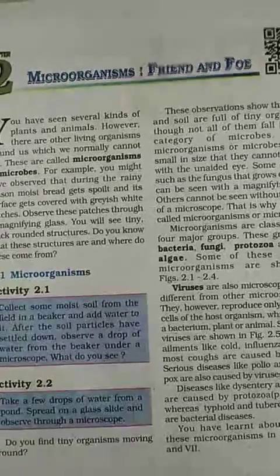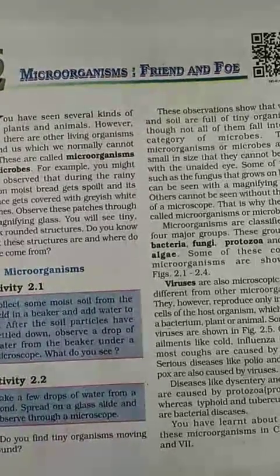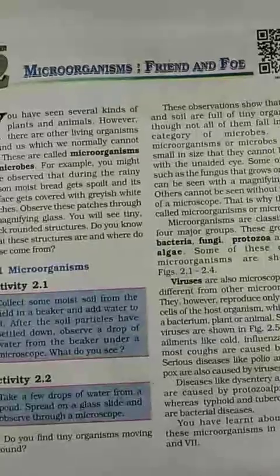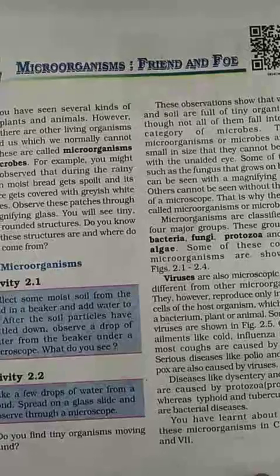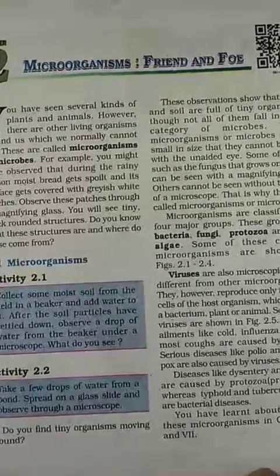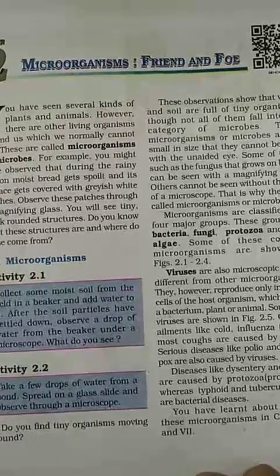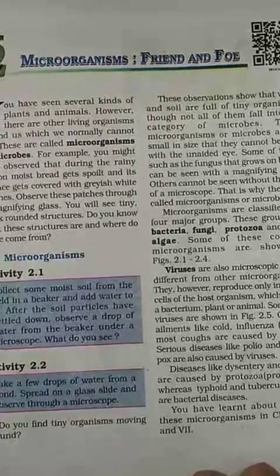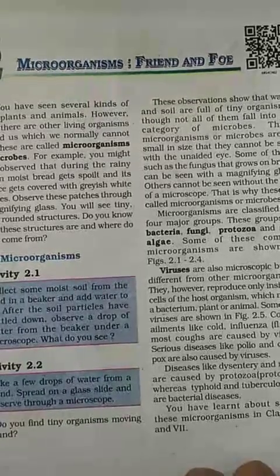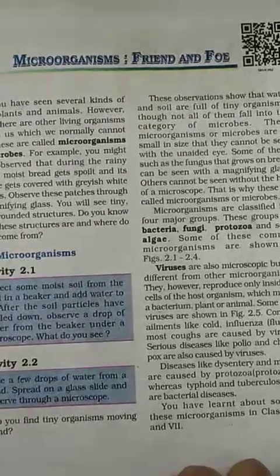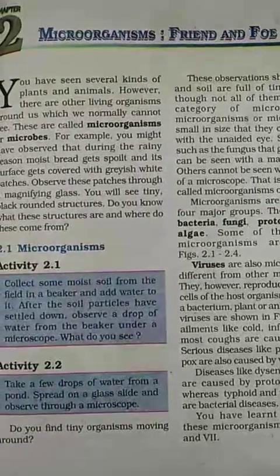Students, we have already studied our first lesson, that is crop production and management. We have also completed our notes, and today we are going to study the second lesson of science, that is microorganisms, friend and foe. Friend means you all know the meaning of friend, but foe means enemy. Okay, we'll see the introduction of the lesson.